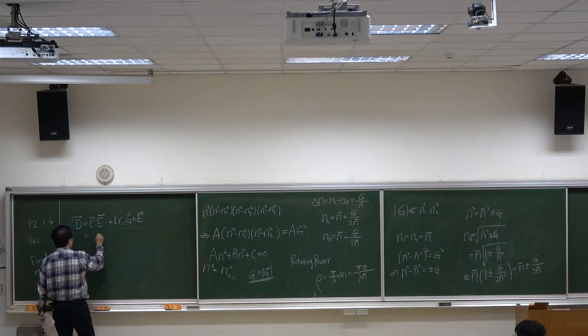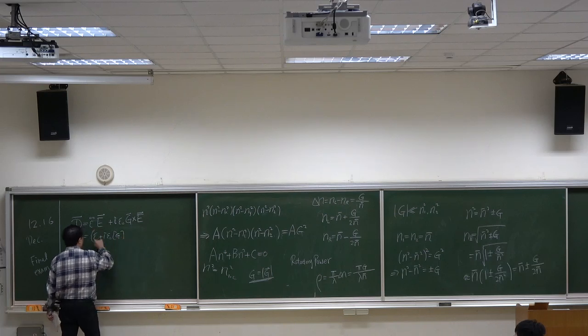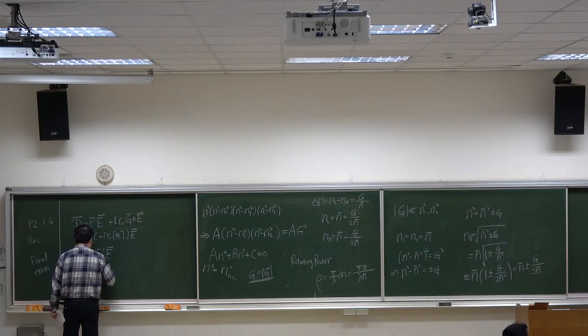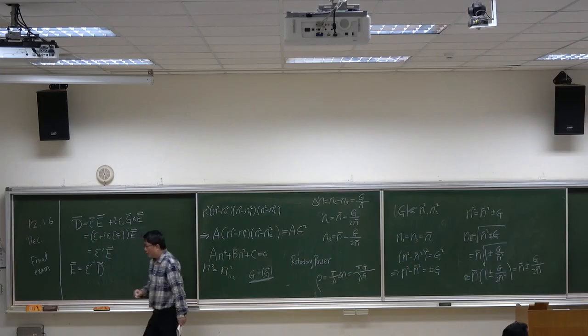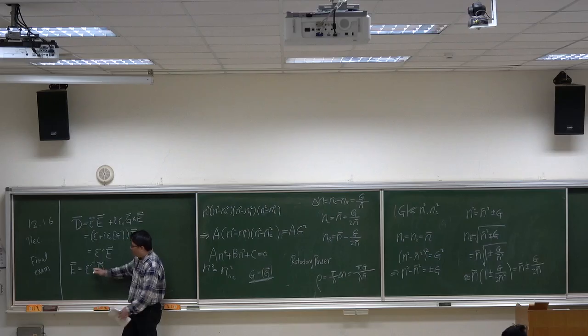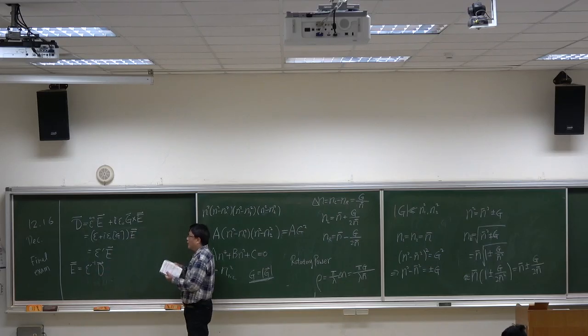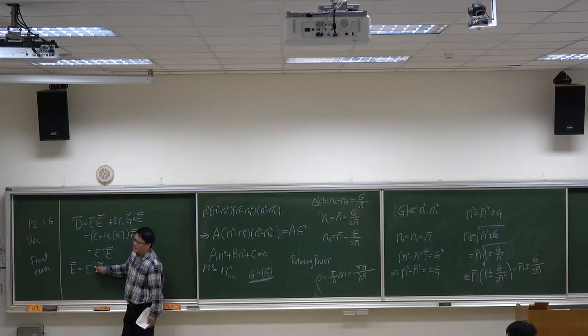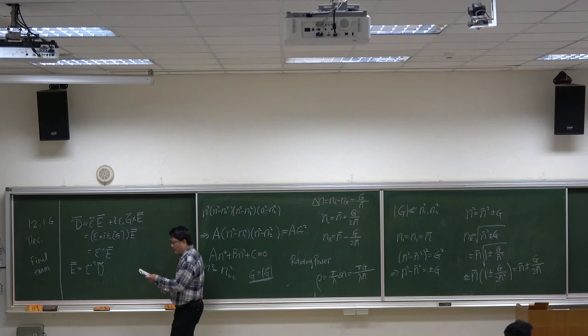This can be written as epsilon plus I epsilon 0 G times E, which can be written as epsilon prime times E. So you can write down E as epsilon prime inverse times D. In the textbook, the author writes this as 1 over epsilon prime, but remember that epsilon prime now is a matrix, so you had better write this as epsilon prime inverse instead of 1 over epsilon prime. Okay.